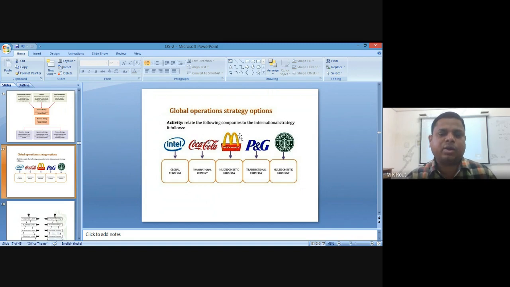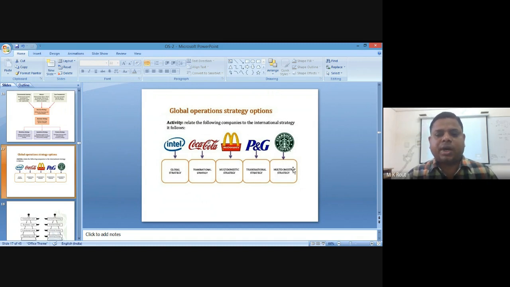Similarly, in case of McDonald's, they have multi-domestic strategy. That means in case of multi-domestic strategy, McDonald's directly purchases the spices and agri products from the local market. Similarly, in case of Procter and Gamble, they have the multi-transnational strategy. That means they directly tie up with localized agents or localized companies, and through that particular company, they launch their particular product.